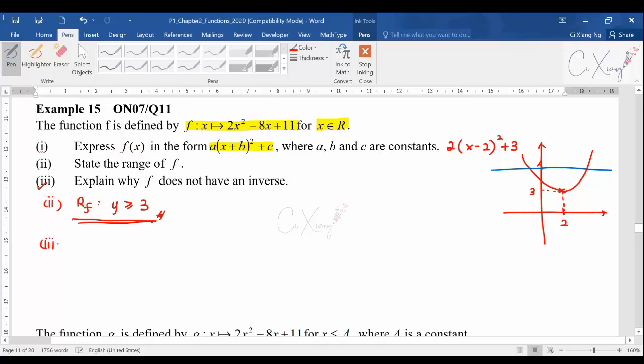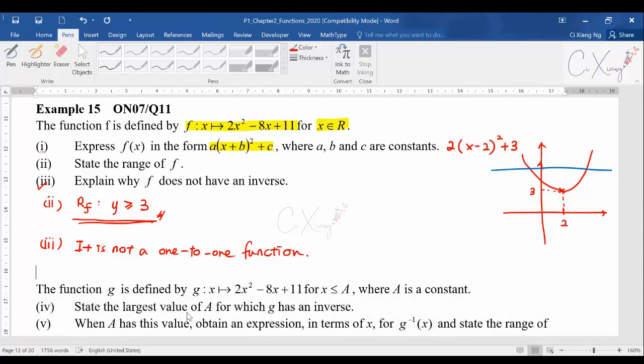So that means this is not a one-to-one function. That's why it doesn't have an inverse function. So you can write down: it is not a one-to-one function. Okay, so this is a standard answer. Usually when they ask you why this one doesn't have any inverse function, the standard answer will be: it is not a one-to-one function.